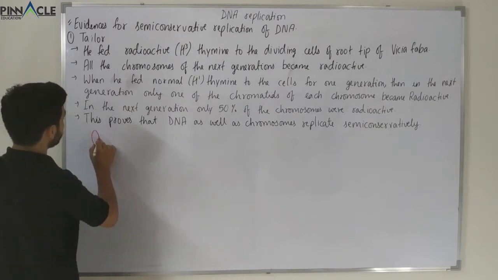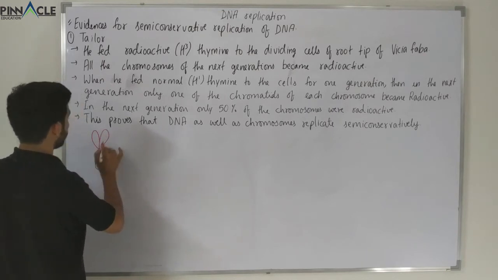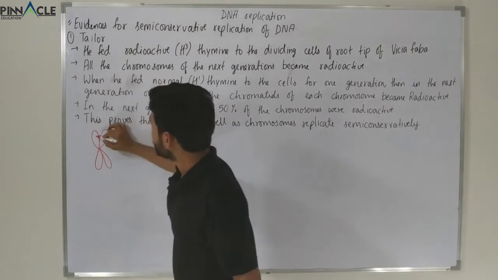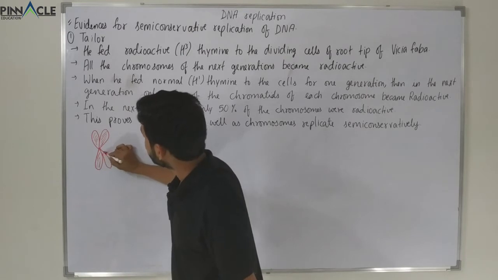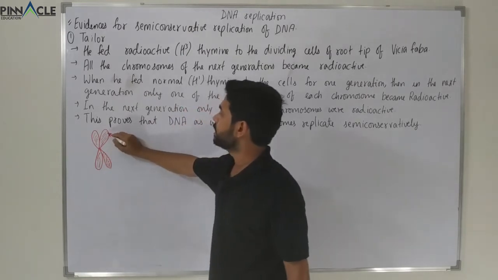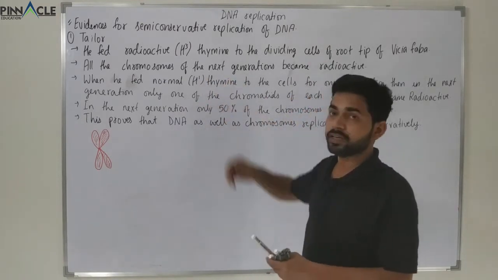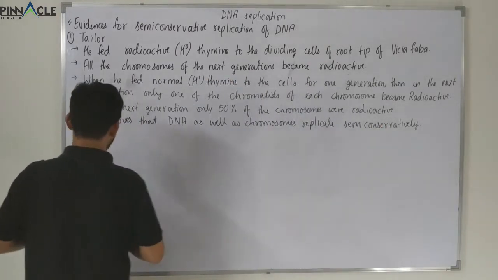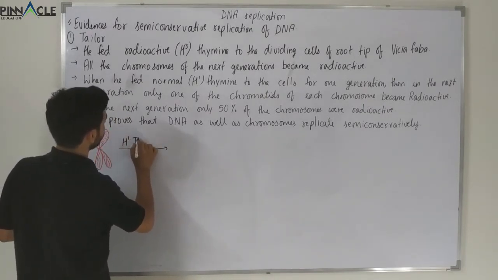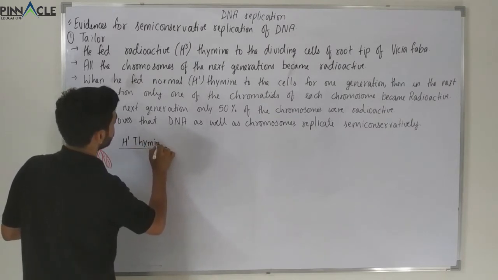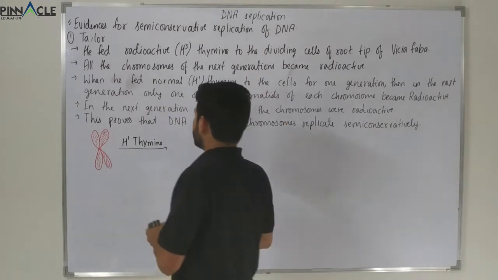So the normal chromosomes of this faba bean, or Vicia faba, all became radioactive because they were fed radioactive thymine. So we are labeling the radioactive by the shaded portion. Okay, and for one generation, when normal thymine, that is H1 thymine, was provided, then what happened is that they replicated and then separated. So this is what happened.